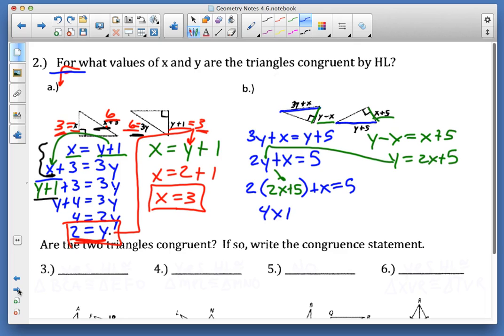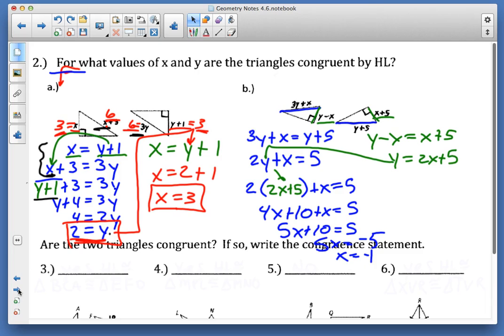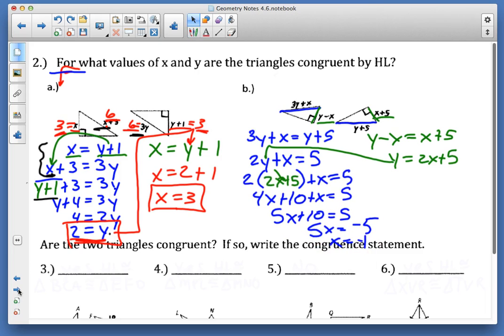So I got 4x plus 10 plus x equal 5. I got 5x plus 10 equal 5. And I'm looking at this as 5x equal negative 5. And hey, x is negative 1. That's cool. I kind of went off my page, but I wanted to make sure that you saw x is negative 1. Maybe I can adjust this a little bit to fit everything in there. Yeah, it's better. But now I know x is -1.